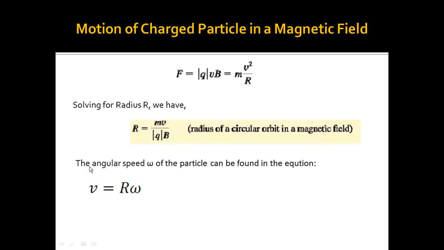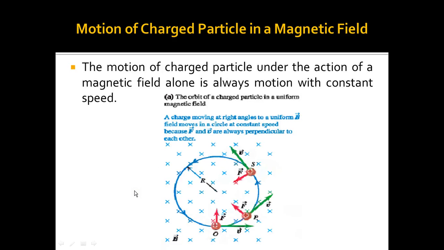Now, from here, let us focus on our V. The angular speed omega, the Greek small letter omega, of the particle can be found in the equation V is equal to R omega. Where does this equation come from? This is from your physics 1 equation regarding circular motion. It establishes the relationship between the tangential velocity and the angular velocity. The tangential velocity is the velocity tangent to our circle.